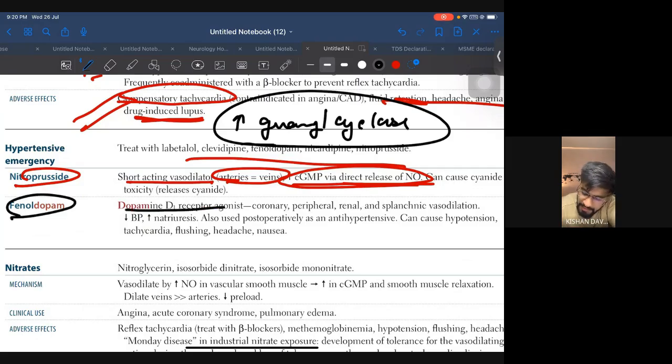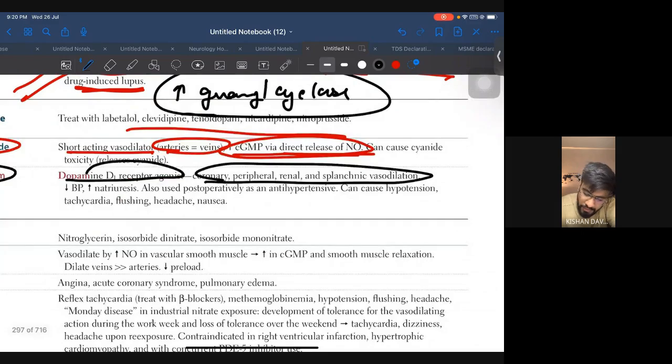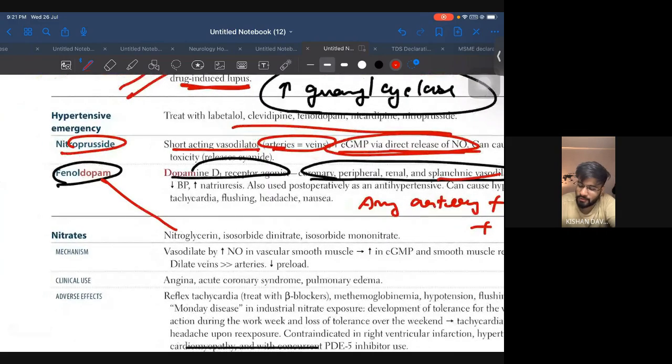Fenoldopam, a D1 receptor agonist. So here there is coronary and splanchnic vasodilation. Now one thing here is they will give you a vessel, an artery, and they will say there is a constriction. Which drug will you give? So you will be giving fenoldopam because it is a splanchnic vasodilator. Okay, it is a splanchnic vasodilator, so here you will be giving fenoldopam.